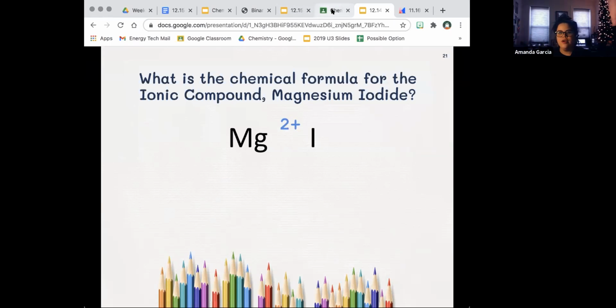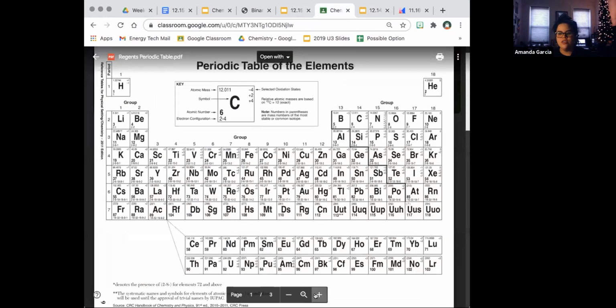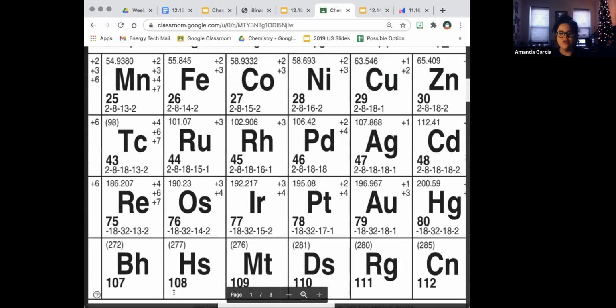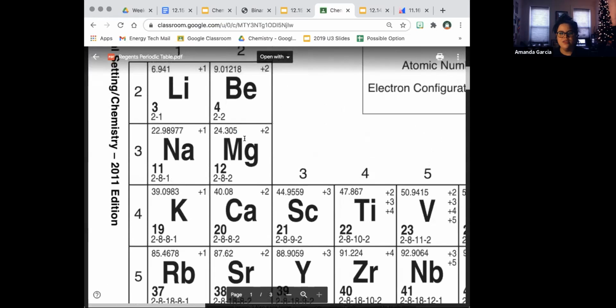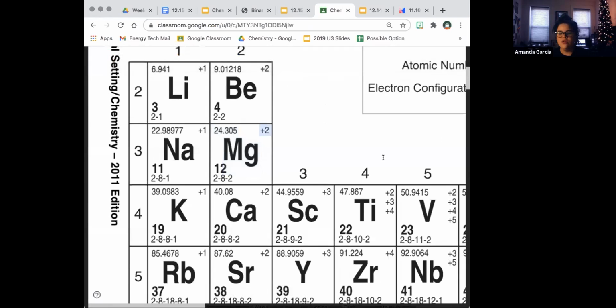If you look on the periodic table, alert, alert, somebody said life hack in my last class when I showed this. If you look at magnesium, in the top corner, there is a little old +2.